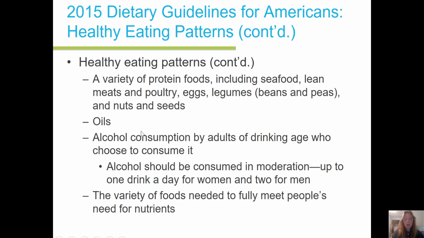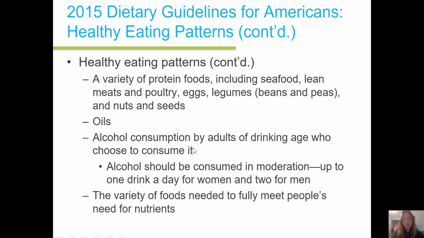Also make sure that if we're choosing protein foods, we're choosing the low fat again. So seafood, or your lean meats like poultry, is a great choice. Beans are a great source of protein. Nuts and seeds are also great sources of protein as well.